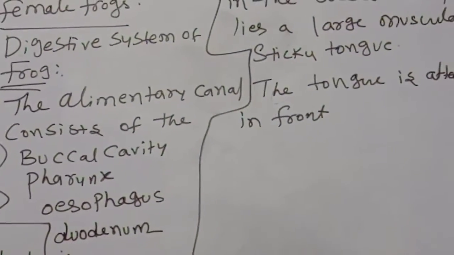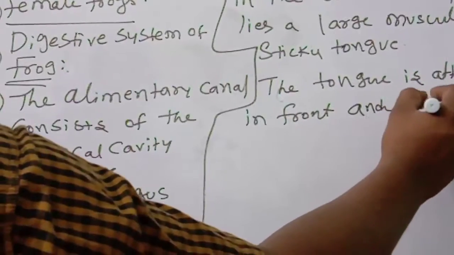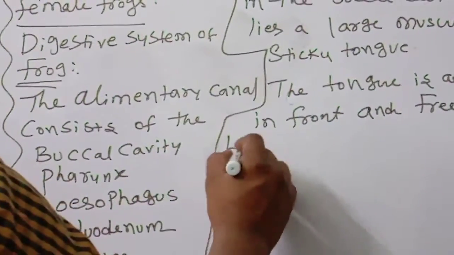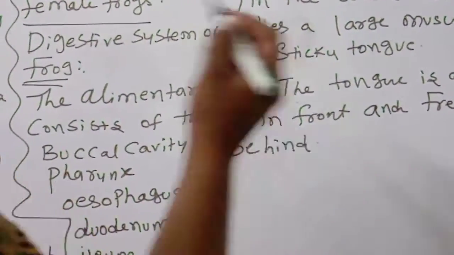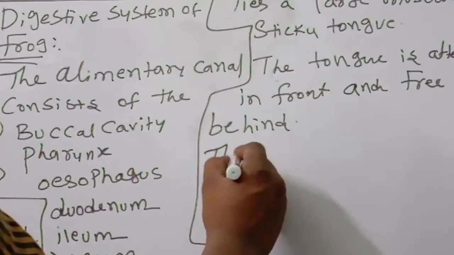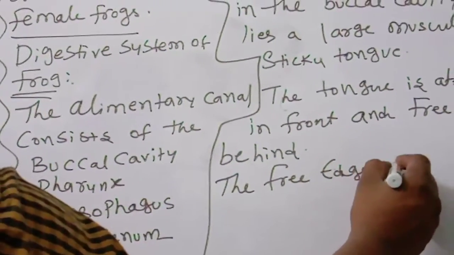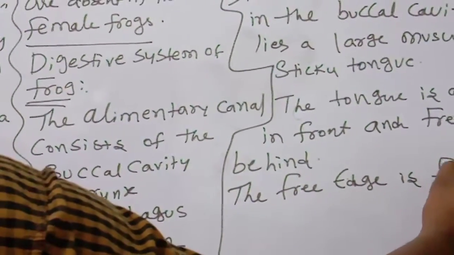Okay, the tongue is attached in front and free behind. This is a very important point to remember. Next, the free edge is forked.